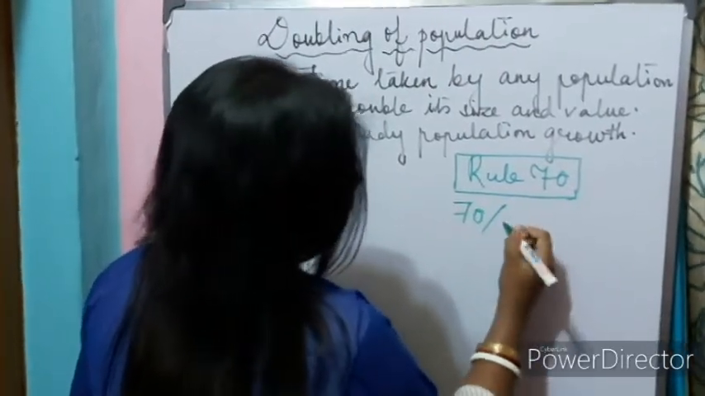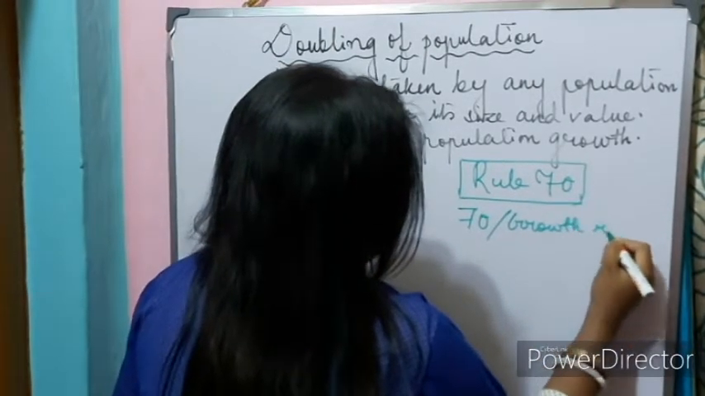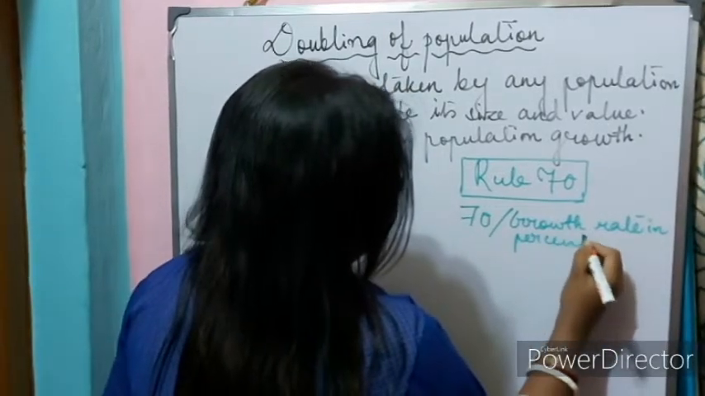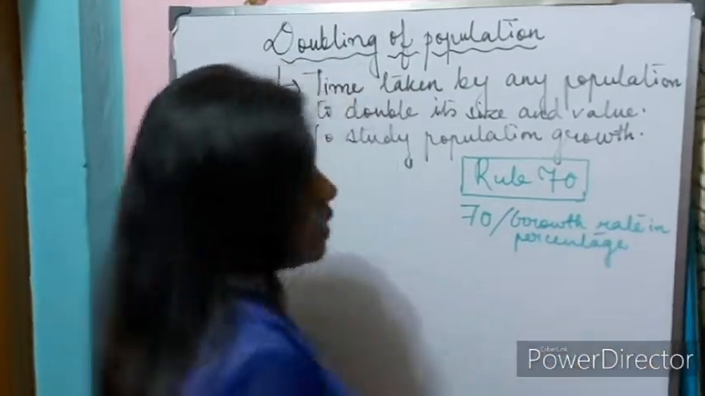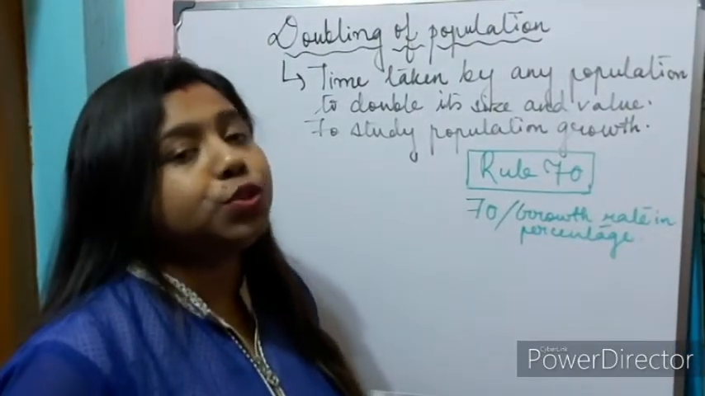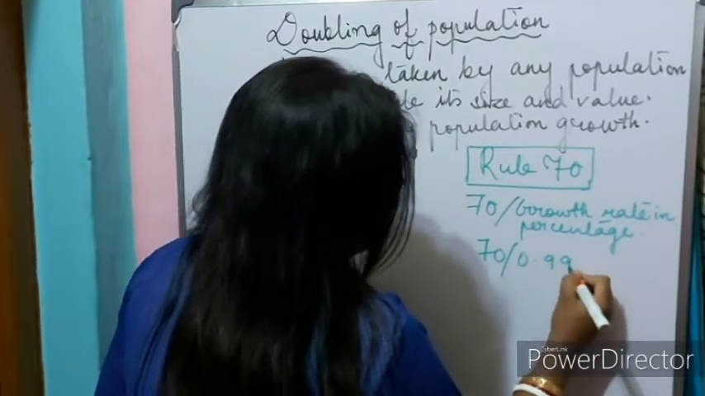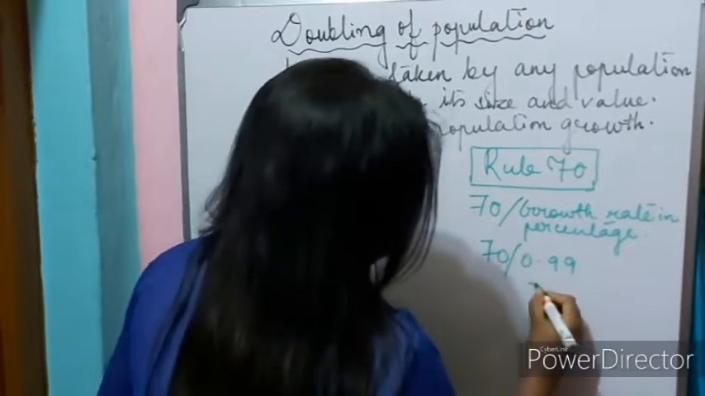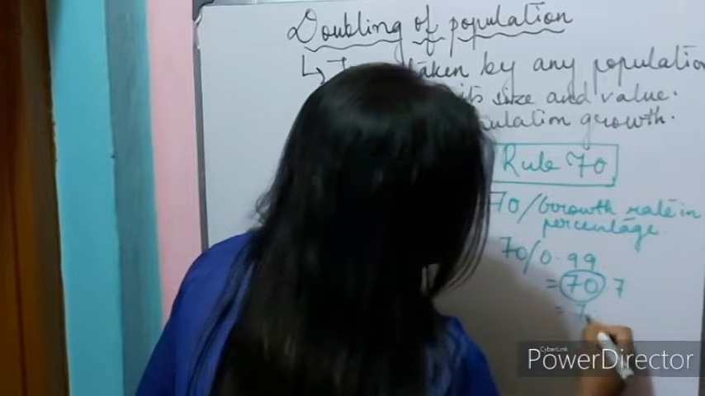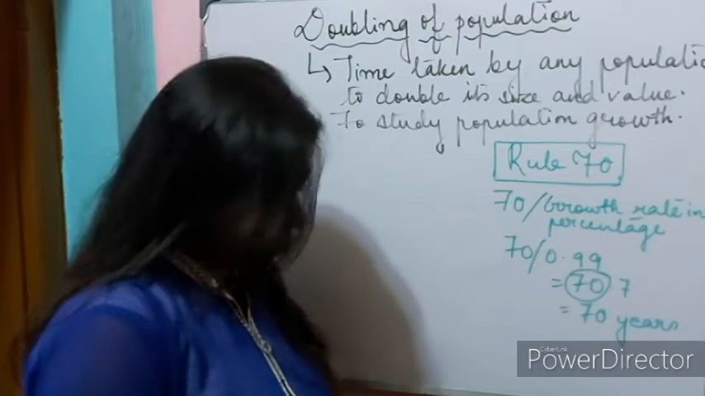70 divided by the growth rate in percentage of any country. For example, if we take the growth rate of our country India according to the 2020 data, then our growth rate is 0.99. So 70 divided by 0.99 comes to around 70.7. So it will take about 70 years for India to double its population.